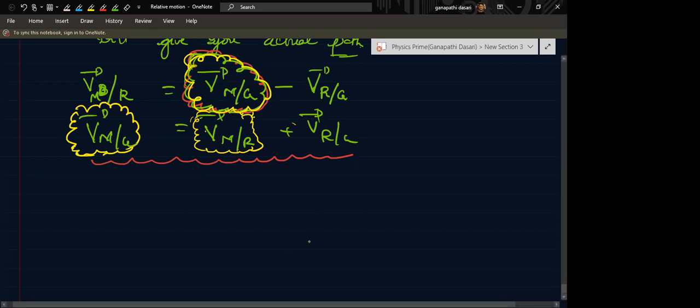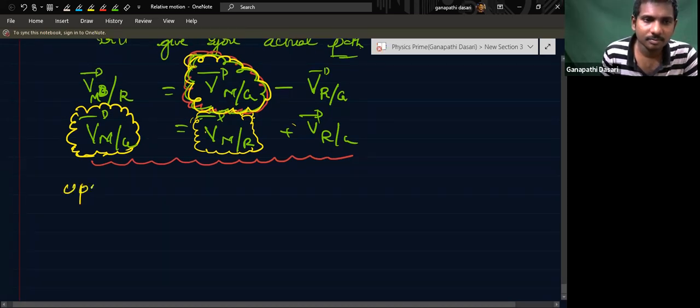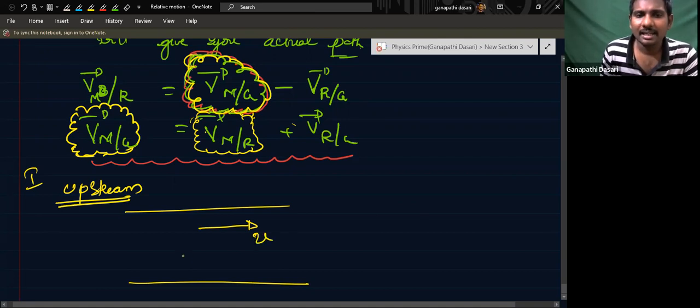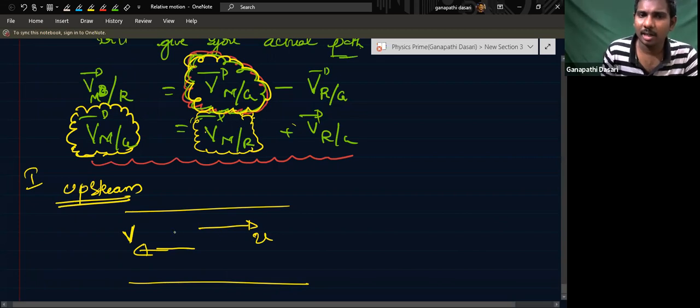Let me see. Suppose upstream condition, case 1. Suppose there is a river, and the river is going with velocity u like this. The boat is also going upstream, which means the boat is going in this direction with velocity v. This is upstream. Varun, are you getting this? Yes, sir. River and man are going in opposite directions.